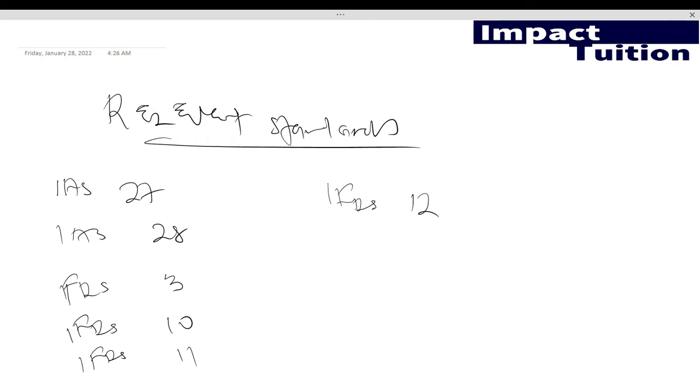So I'll just give a brief description about the standards and what each of them contain. IAS 27 prescribes how the investor shall present his investments in the individual or non-consolidated financial statements. That is IAS 27.